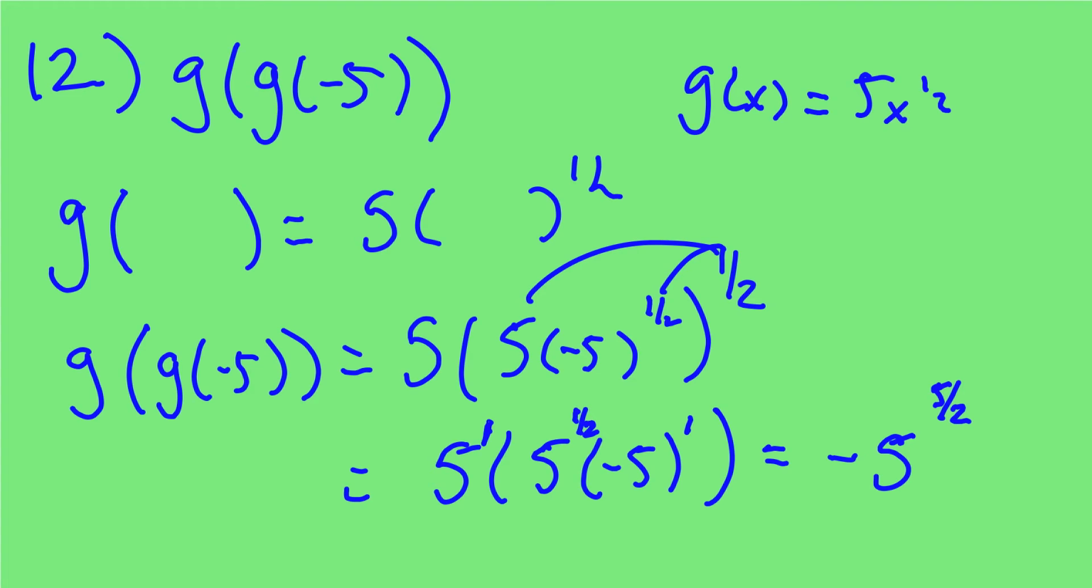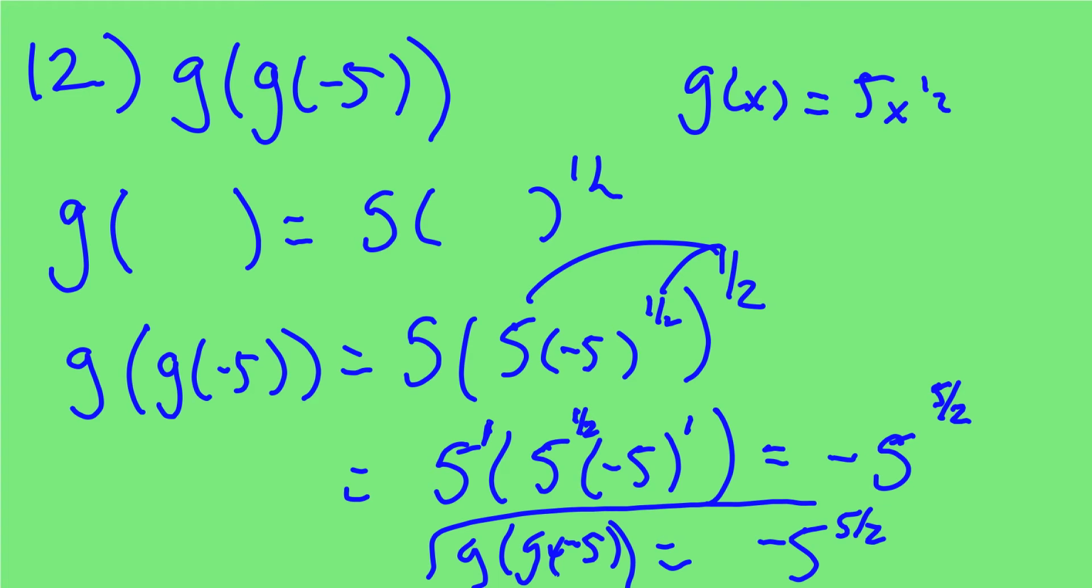And so that's my final answer. So my final answer is just g of negative 5 is negative 5 to the 5/2. And that's it.